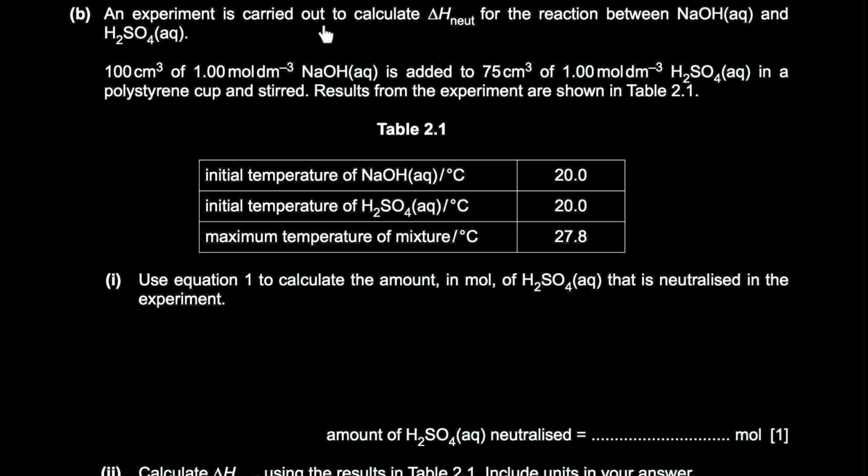An experiment is carried out to calculate the enthalpy change of neutralization for the reaction between aqueous sodium hydroxide and sulfuric acid. 100 cm³ of 1 mol/dm³ sodium hydroxide is added to 75 cm³ of 1 mol/dm³ sulfuric acid in a polystyrene cup. So we mix the sodium hydroxide and sulfuric acid, resulting in a neutralization reaction. We stir it. The results from the experiment are shown in table 2.1. Use equation 1 to calculate the amount in moles of sulfuric acid that is neutralized in the experiment.